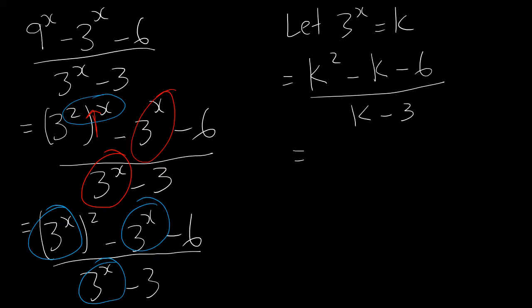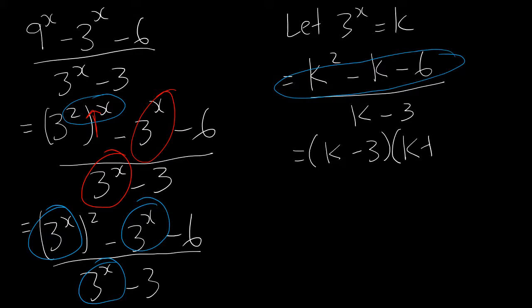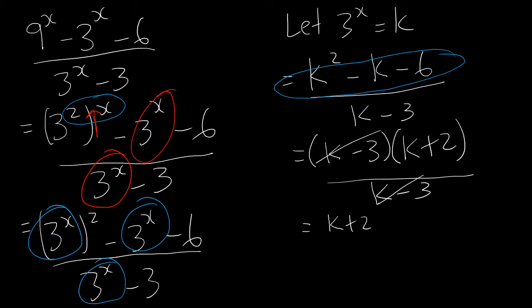Now we know we can factorize. If we factorize this term here, we see that it's factorization of a trinomial. So let's factorize this and break it down further. This would eventually be (k − 3)(k + 2) all over (k − 3). We know the k − 3 will cancel off, so I'll be left with k + 2. But k is equal to 3^x. So my final answer would be 3^x + 2.